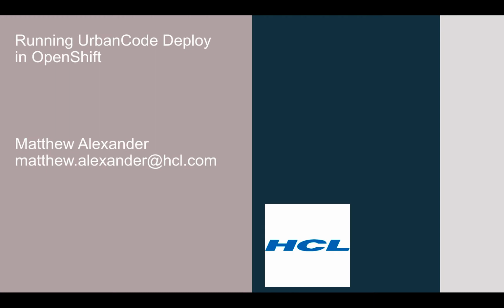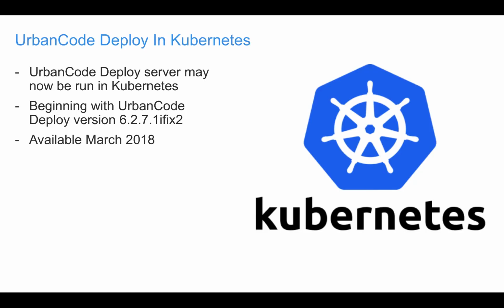I'm a developer at HCL, and in this video, I'll walk you through the steps needed to run UrbanCode Deploy Server as a container inside OpenShift. The UrbanCode Deploy Server may now be run inside Kubernetes starting with version 6.2.7.1 ifix2. This is available as of March 2018.